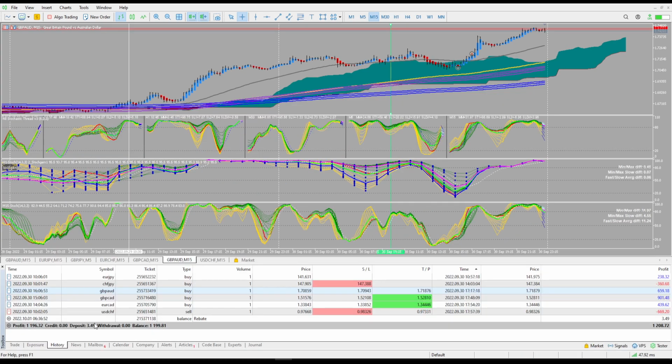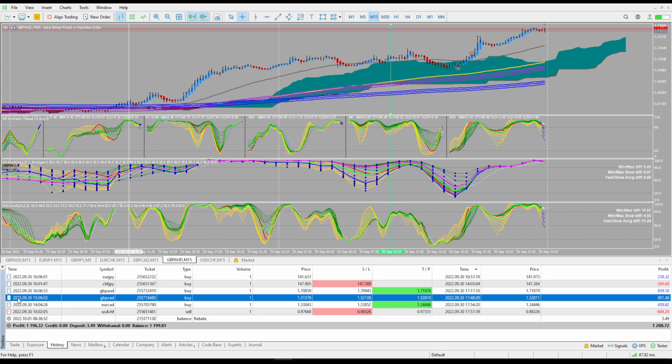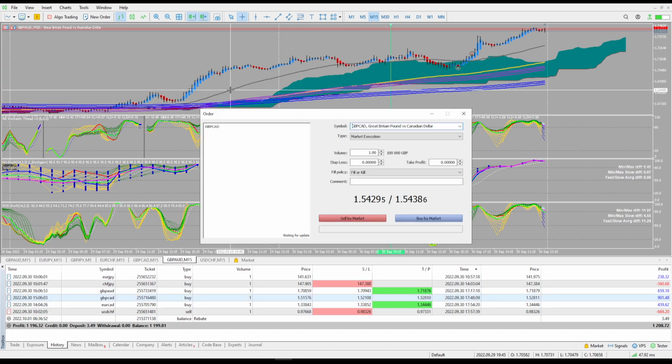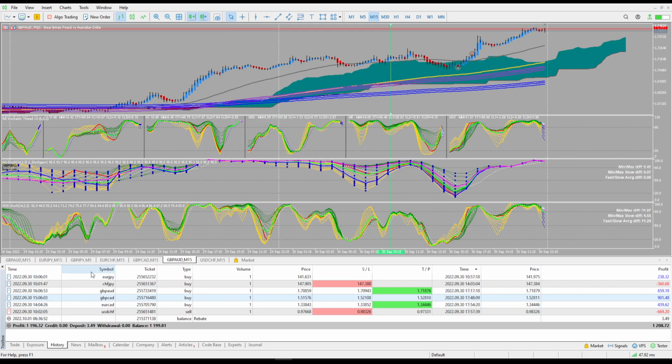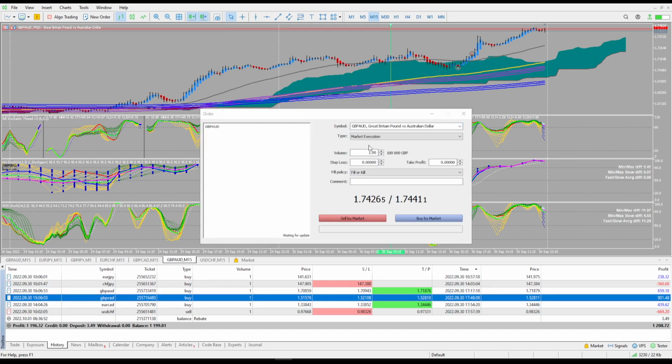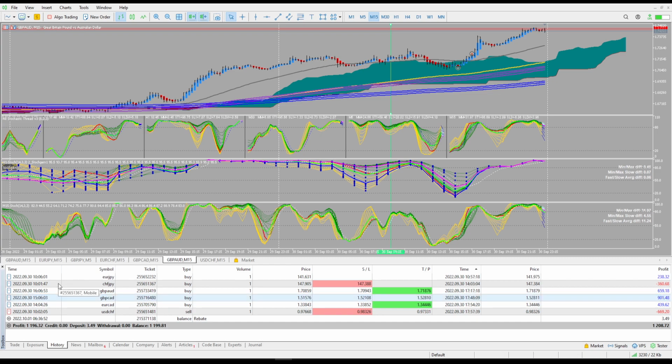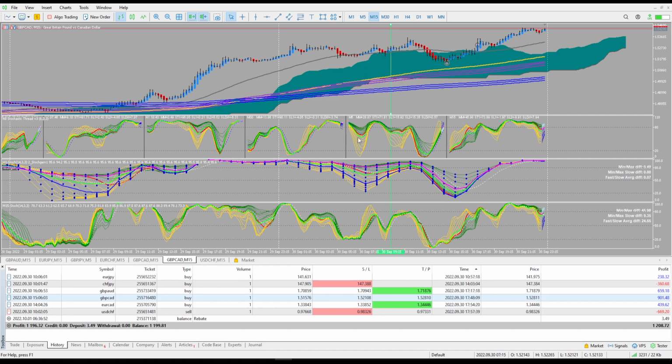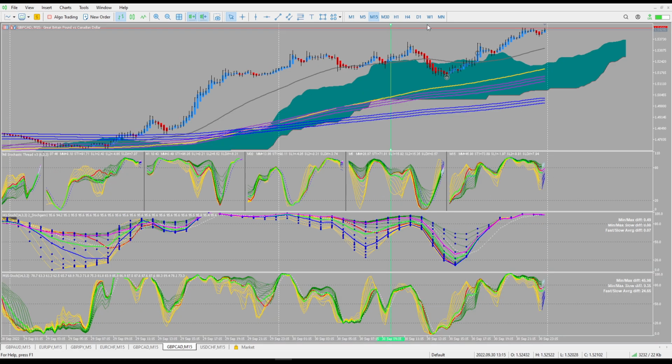Now, after the pound Aussie, we took a pound CAD, entered at a similar time actually. So pound CAD, let's see. My mouse is double clicking sometimes, so we'll drag this. Pound CAD, similar situation.